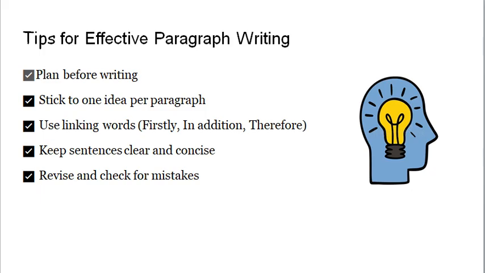Tips for effective paragraph writing. Writing good paragraphs is easier when you follow some practical tips. First, always plan your paragraph. Stick to one idea per paragraph to avoid confusion. Use linking words like firstly, in addition, or consequently to guide your reader. Keep your sentences clear and concise. Lastly, always revise. Think of writing like cooking. Preparing ingredients, cooking step by step, and adding seasoning at the end makes your dish tasty. Similarly, these steps make your writing impressive.